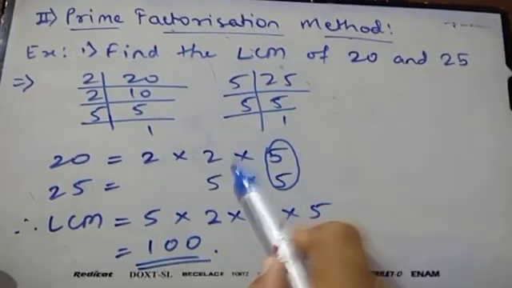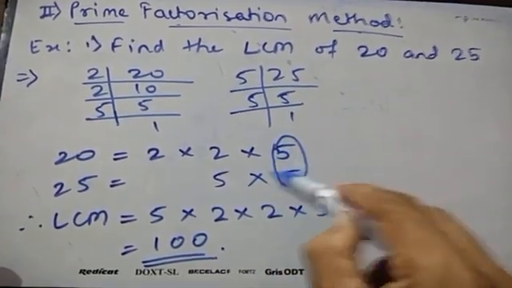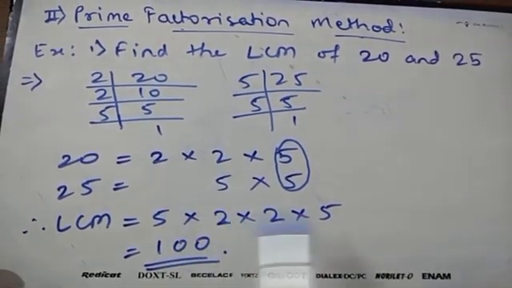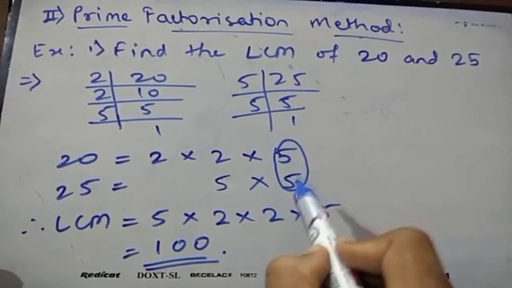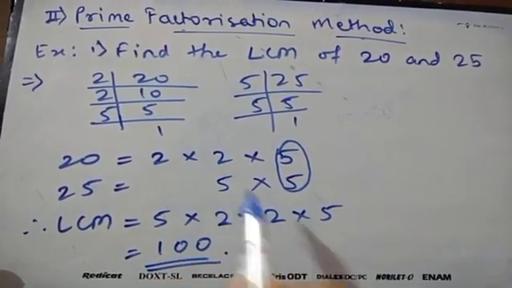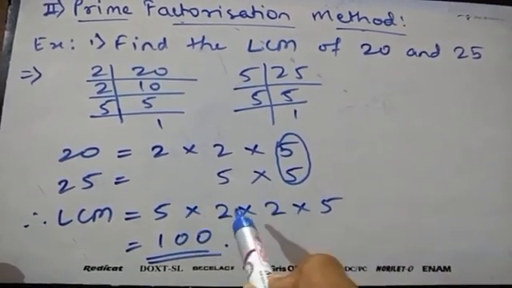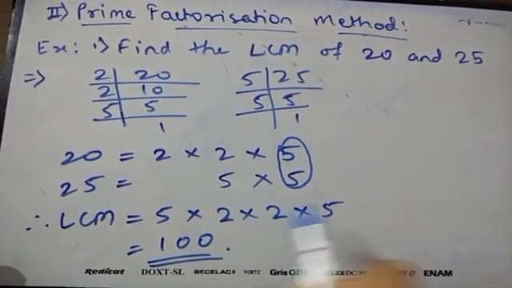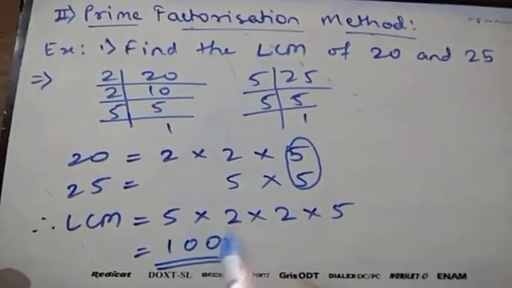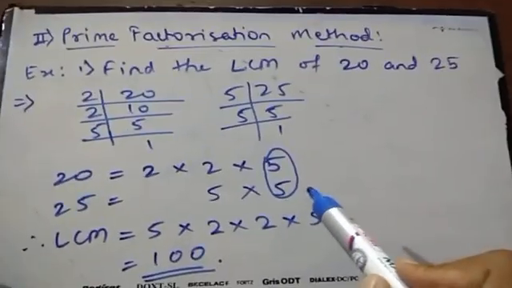While finding LCM, students, remember whichever common number we have, that number we have to take only once. And all the remaining numbers we have to write as they are. Now 5 is common in both. That 5 I write here, and the remaining 2, 2 and this 5 I write as they are. Then multiply these numbers. So 5 2s are 10, 10 2s are 20, 20 5s are 100, and 100 is the LCM. In the previous method also we got the same LCM, right? So in this way also we can find out LCM, and this method is prime factorization method.